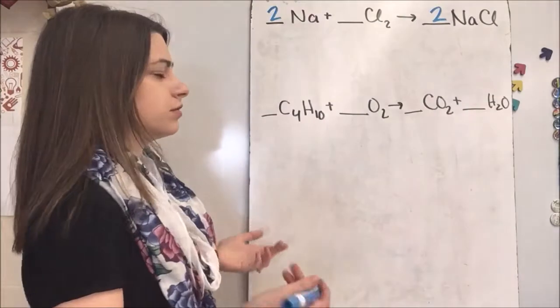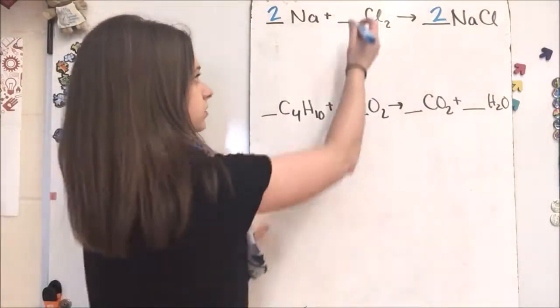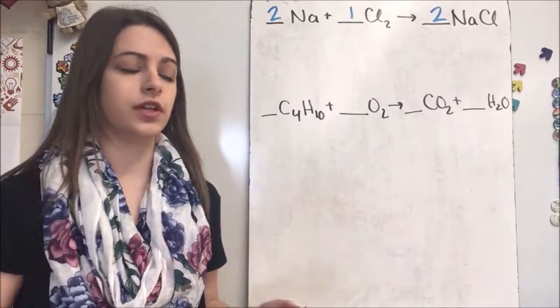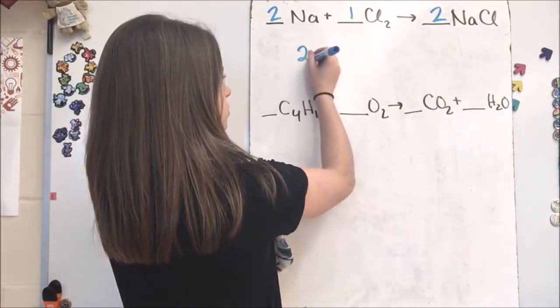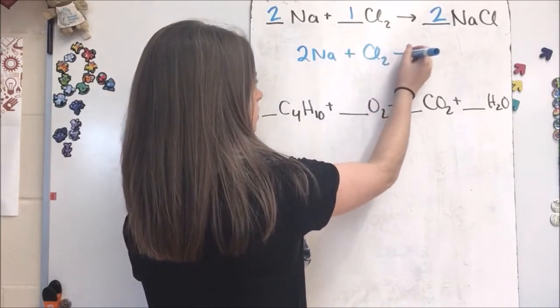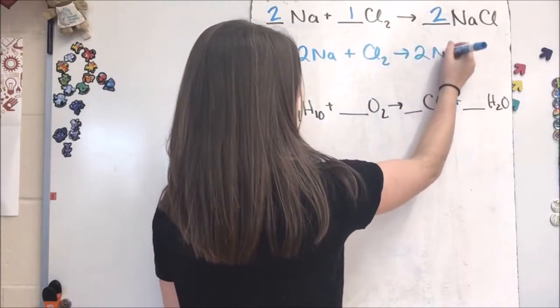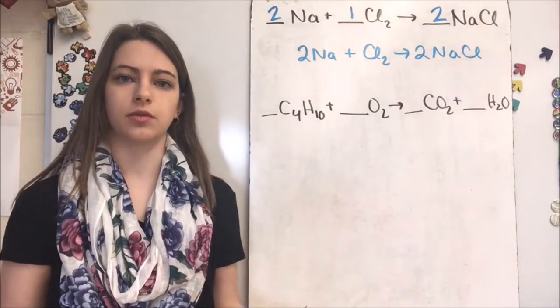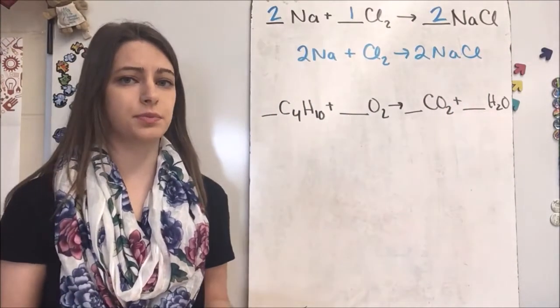So just to fill in the blanks, remember you don't have to include the ones. I'm going to go ahead and put a 1 here. So if we were writing this without filling in the blanks, we would write this as 2 sodiums react with chlorine gas to produce 2 sodium chlorides. And that's what that would look like when it's balanced. That one was pretty easy.